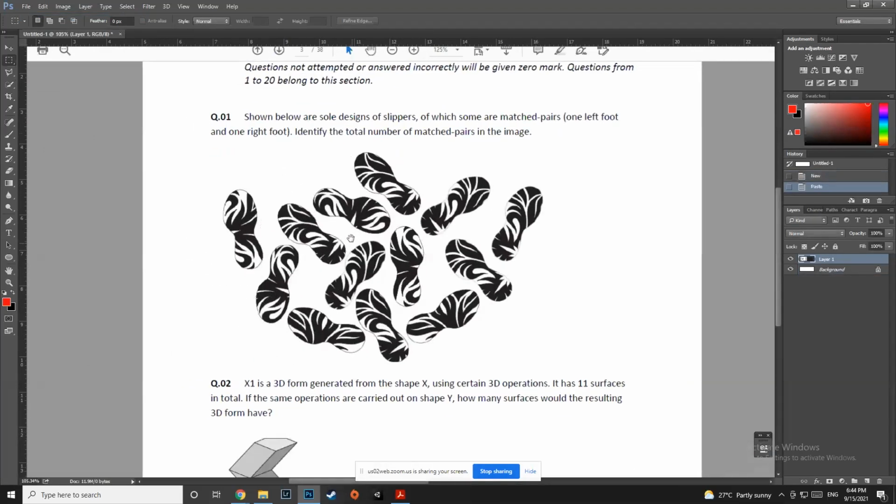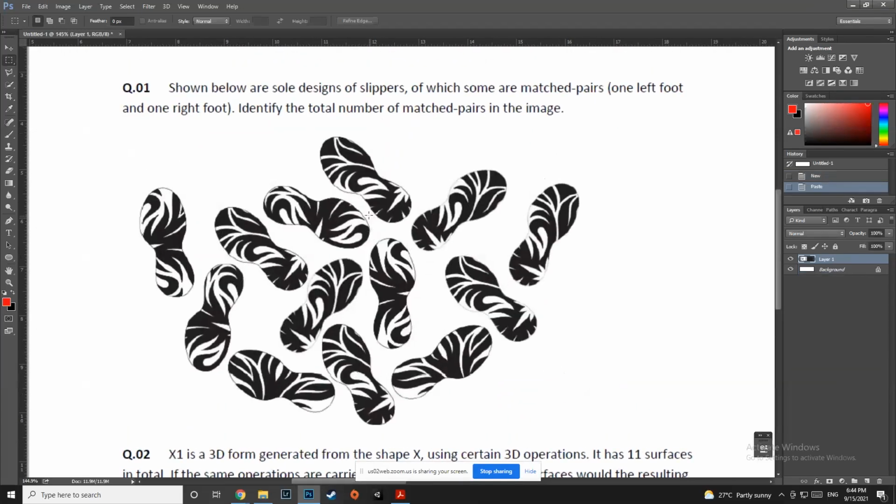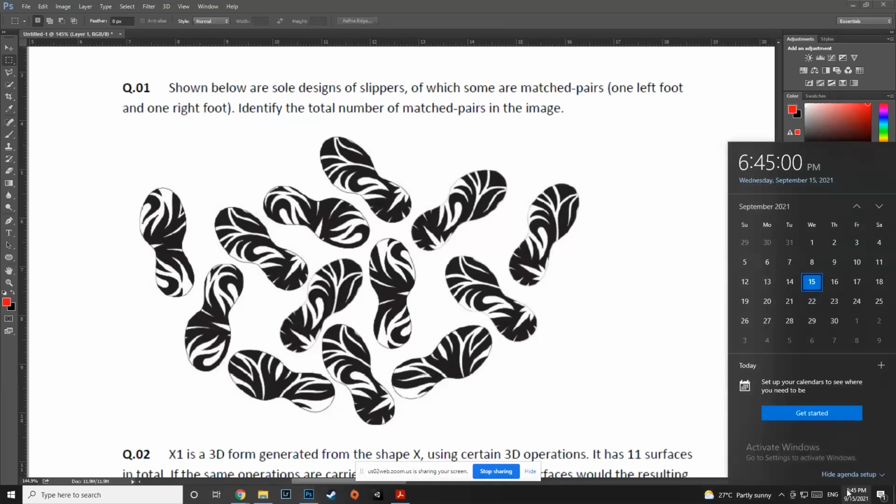Shown below are the sole designs of slippers, like below the shoe, of which some are matched pairs, 1 foot left and 1 foot right. Identify the total number of matched pairs in the given image. So it is a numerical answer. I will give you 1 minute.